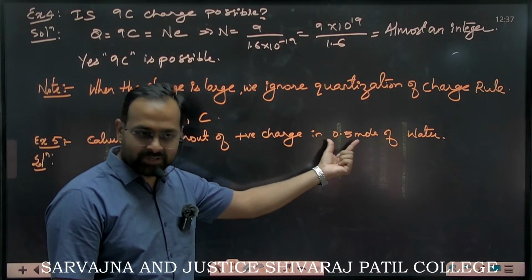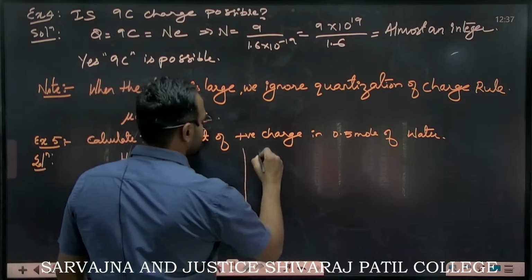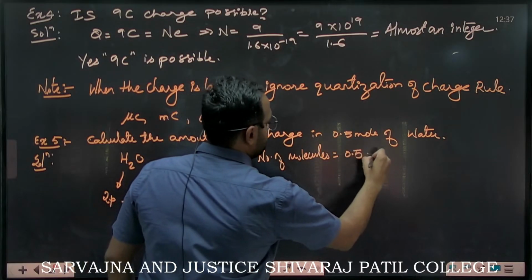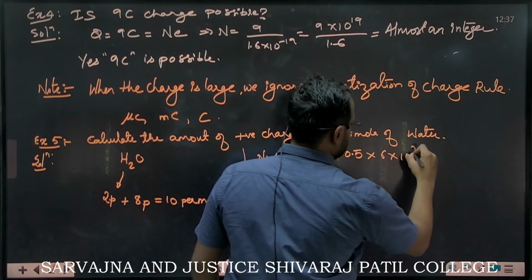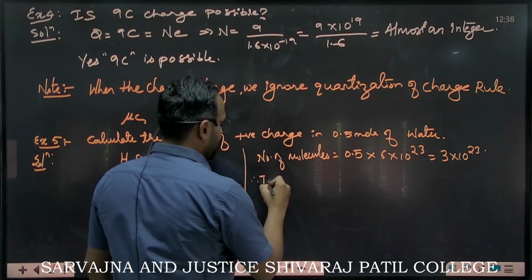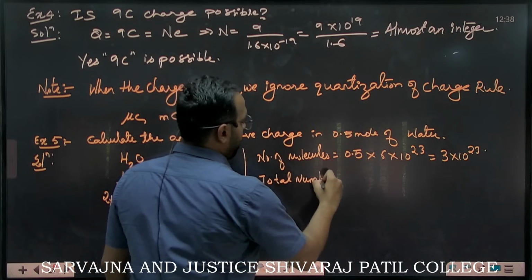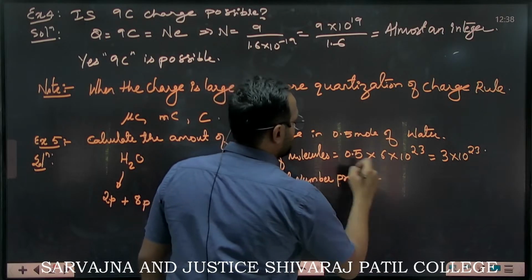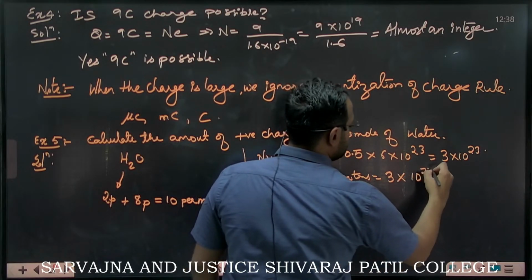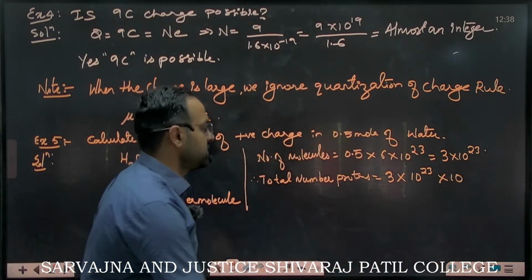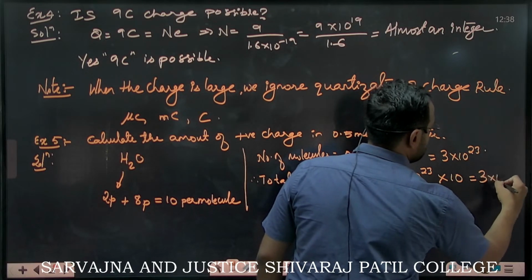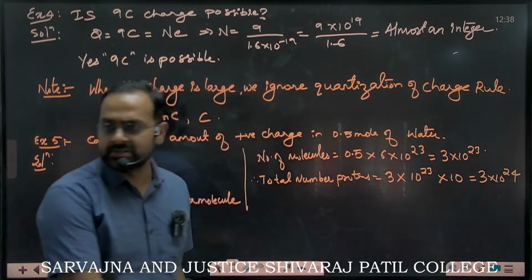0.5 into Avogadro number. Number of molecules is 0.5 into Na, let's take it 6 into 10 power 20. So this is coming out to be 3 into 10 power 23. So therefore total number of protons: 3 into 10 power 23 multiplied by 10. This is coming out to be 3 into 10 power 24. So this is the number of protons.